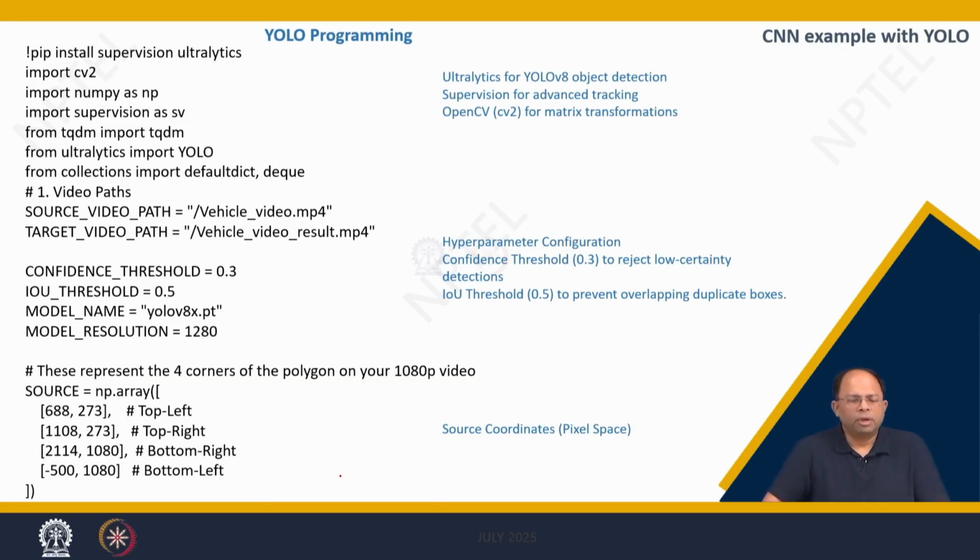So this is how the program looks. We have to install Ultralytics, and we have to import CV2. If you have not installed that, you install it and import it. And then supervision is for advanced tracking, and OpenCV is for matrix transformation. So these are the different libraries that have been installed.